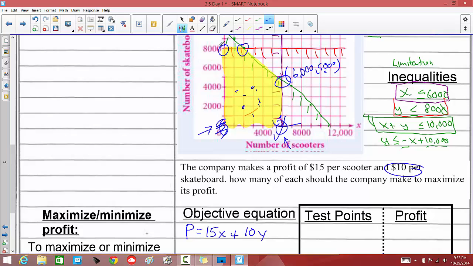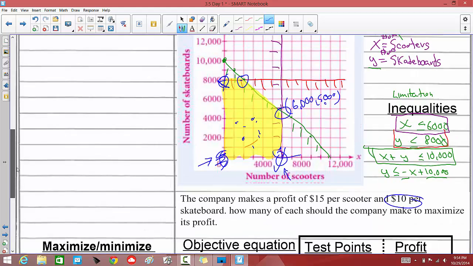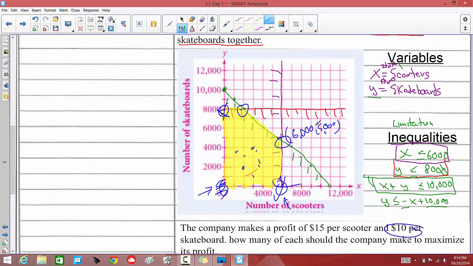And the same holds true for this point right here. These 2 points both sell 8,000 skateboards, but this point right here, we actually sell some scooters. So we're not going to test this one either. The only 2 points that it makes sense to test in our scenario are these 2 points right here: the 6,000, 5,000 point, 6,000 scooters and 5,000 skateboards, and the 2,000, 8,000 point. One of these two will maximize our profit. We just got to figure out which one.